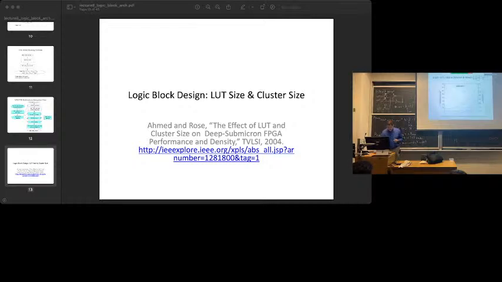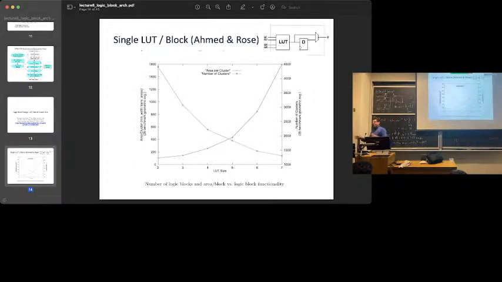The first thing they did is take simple logic blocks. Forget all this logic cluster stuff. Let's just say it's a single lookup table. But instead of saying it's a 4-LUT, maybe it should be a 3-LUT, maybe a 7-LUT. We don't know what size of lookup table we should use. This is one of the results from their paper. They're looking at a logic block that is a single LUT plus flip-flop, and on the x-axis, they're changing the lookup table size.